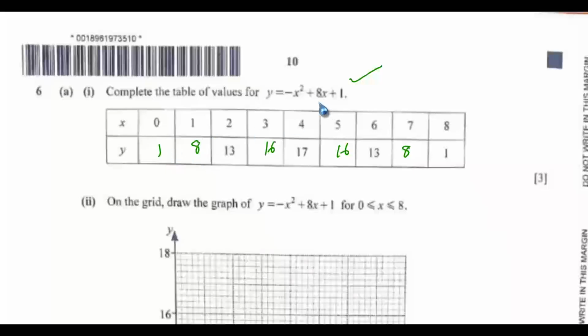If you look at this quadratic equation, the line of symmetry will be at x equals 4, and 16 plus 1 is 17. The maximum value of y, that is the vertex, will be at x equals 4, y equals 17. That's another topic on its own, so let's go to the next question.